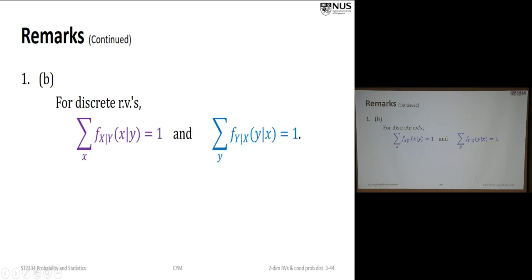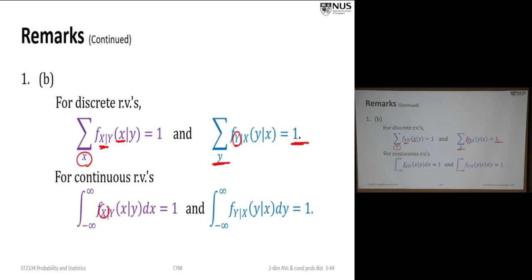Okay. So for the discrete case, it's the sum over all the x equal to 1. This one, the random variable is y, so the sum over y is equal to 1. For the continuous case, this is the random variable x, so you integrate with respect to x equal to 1. This is the random variable y, so you integrate with respect to y and it has to be equal to 1.